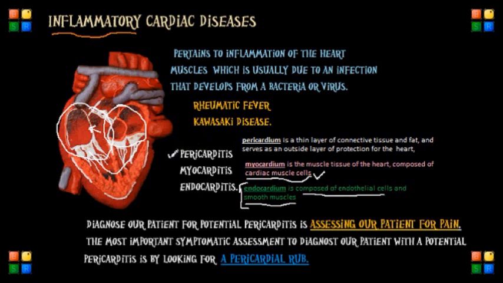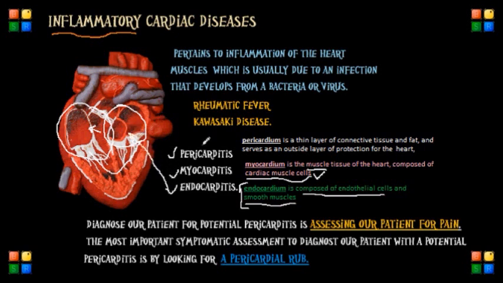Again, with that in mind, we can simplify this even more by saying that pericarditis is an inflammation of the pericardium, which is the sac surrounding the heart, right? Myocarditis is an infection of the heart muscle, right? Because it's the inner heart muscle. And lastly, endocarditis is, like I mentioned before, an infection of the heart valves, right? So that makes everything simpler and easier to remember.